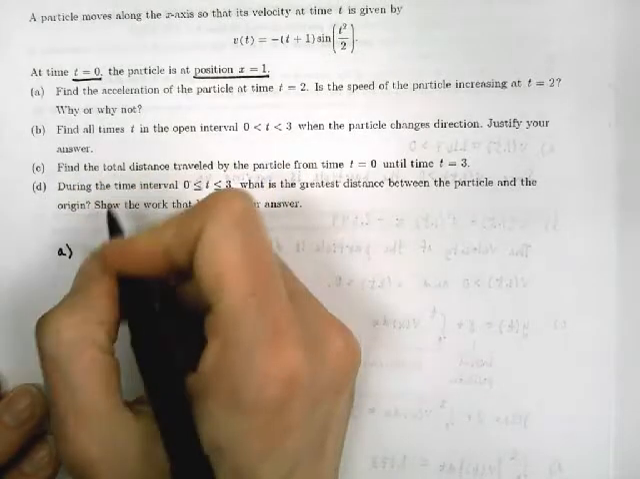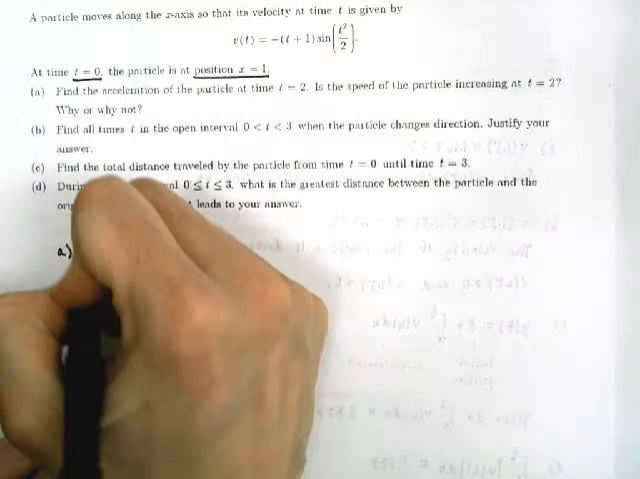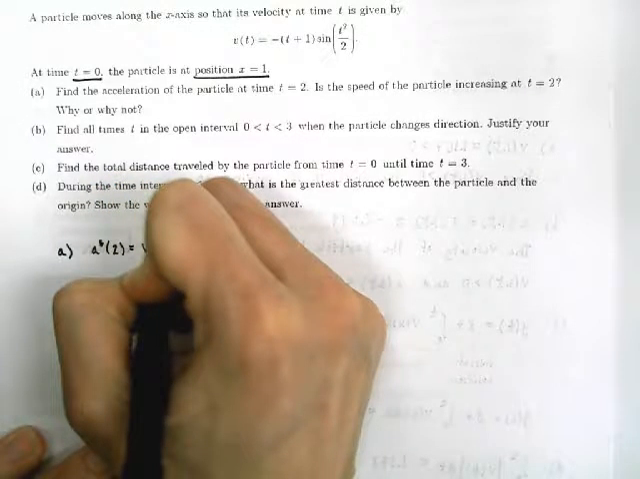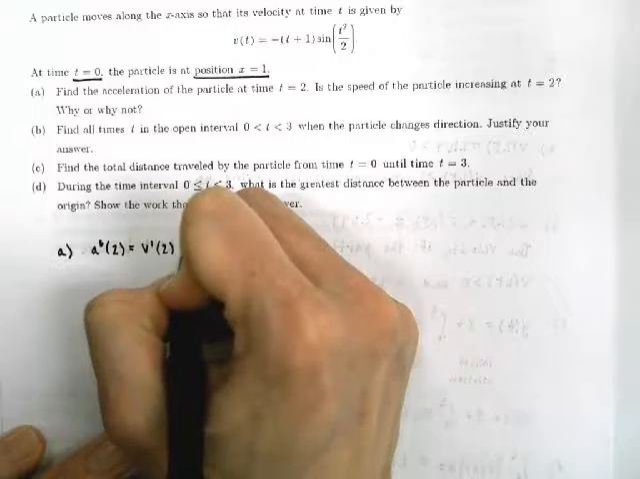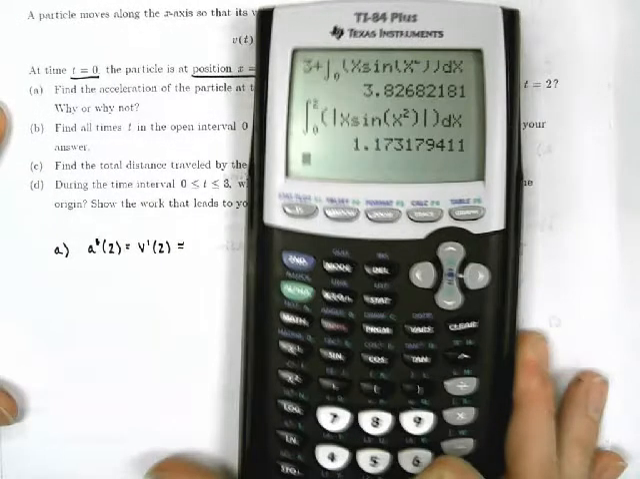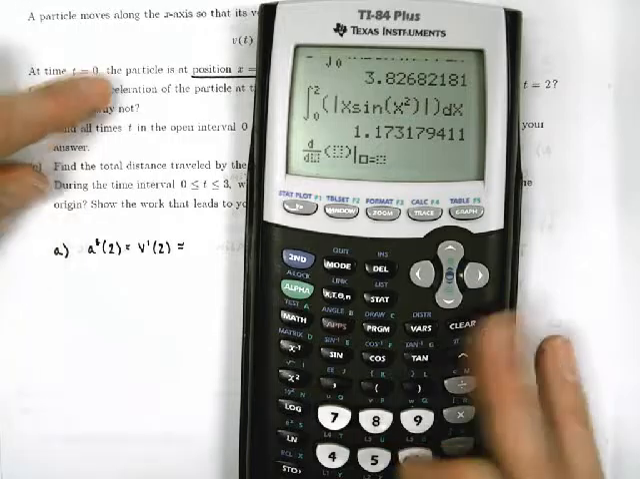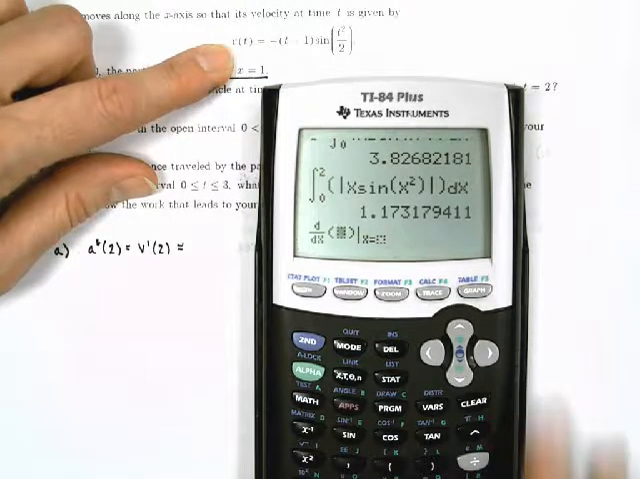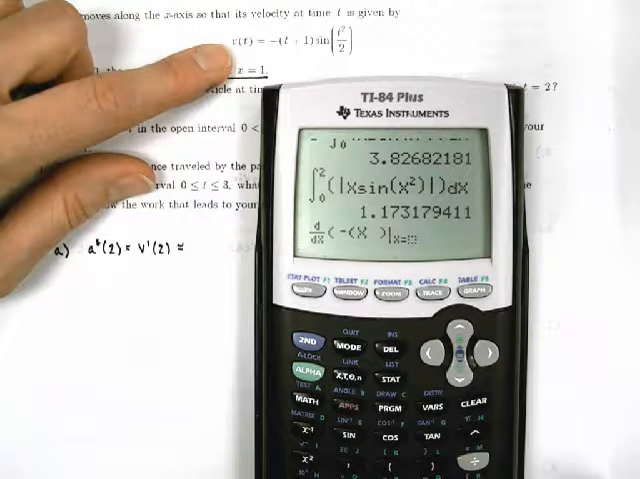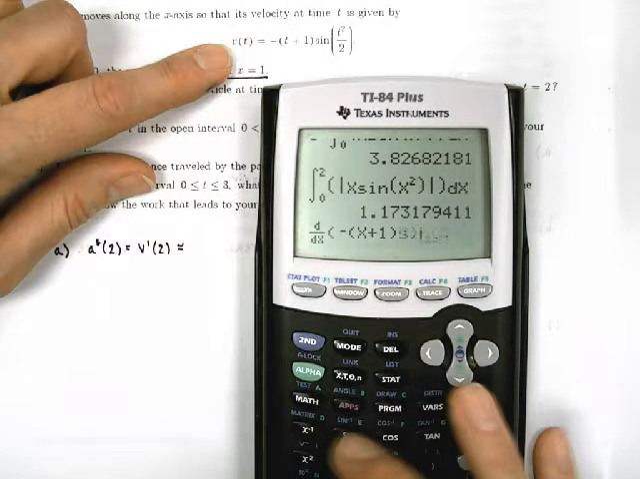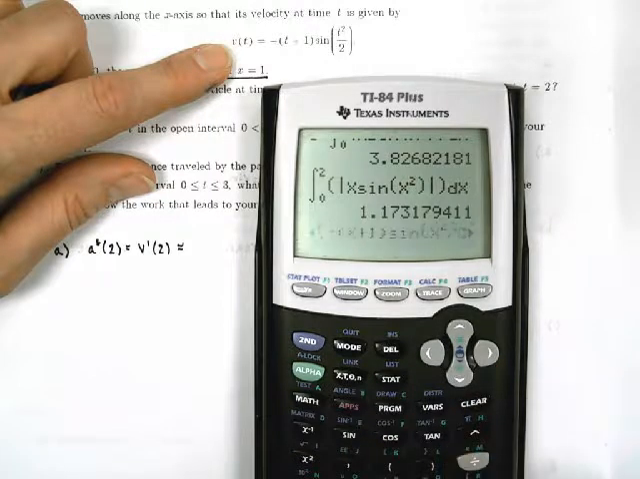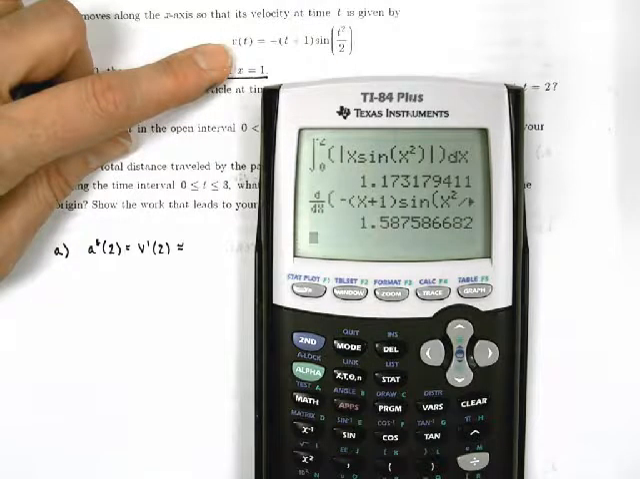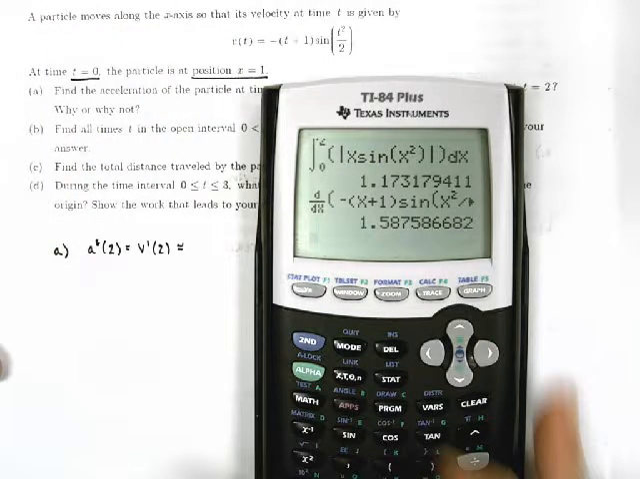So again, this I'm going to use my calculator to figure out. So acceleration, a of 2, is just going to be equal to v prime of 2. And again, I'm going to use my calculator. So I'm going to do math 8. I'm taking the derivative with respect to x of my velocity function. So I'm being careful with my parentheses. And I'm evaluating that at 2. So I get 1.588.